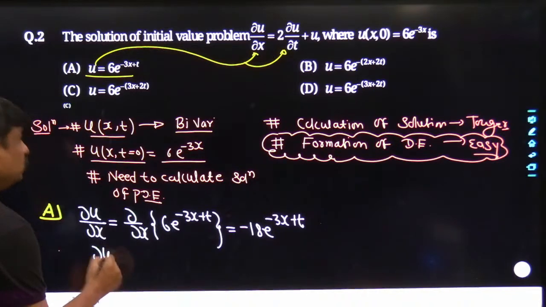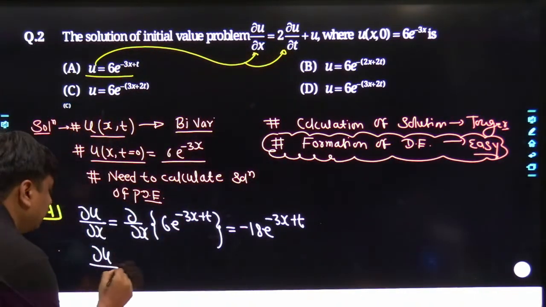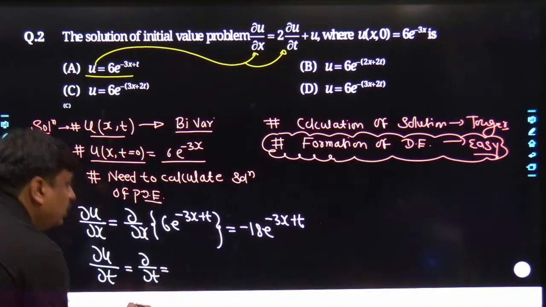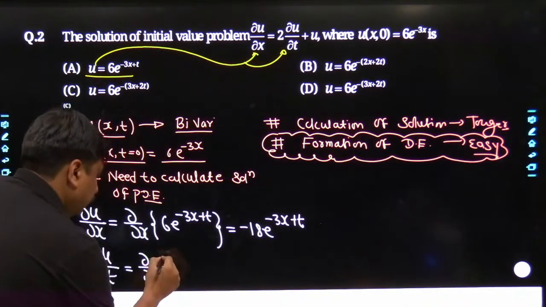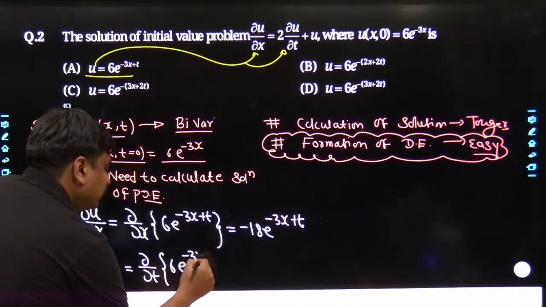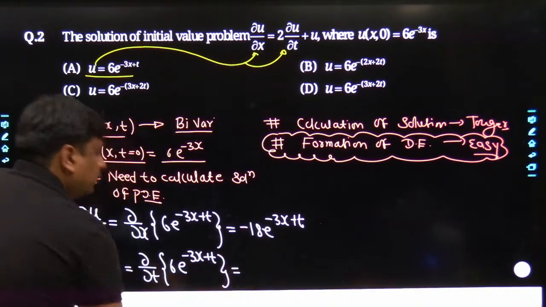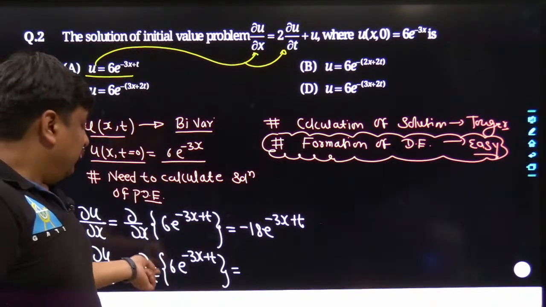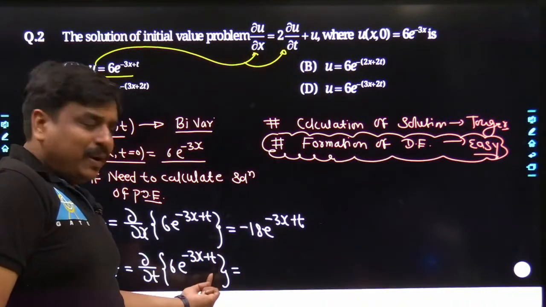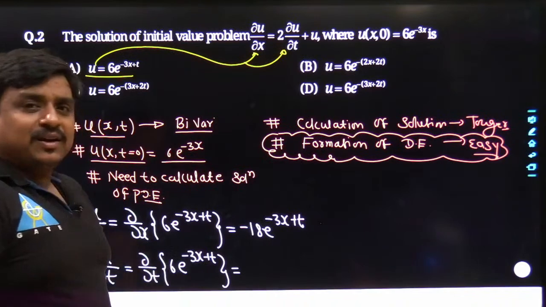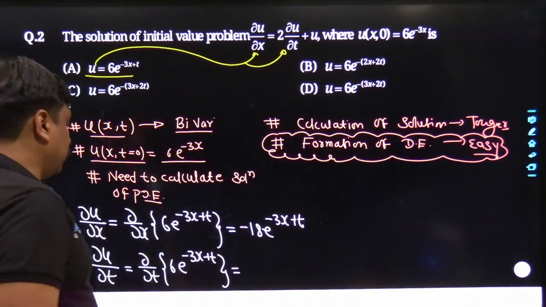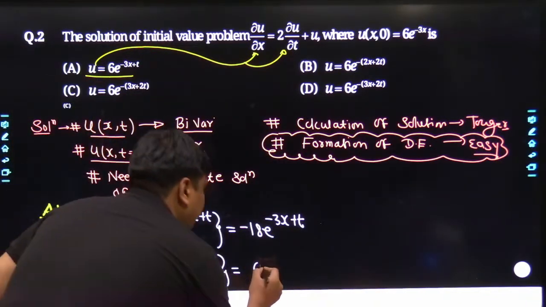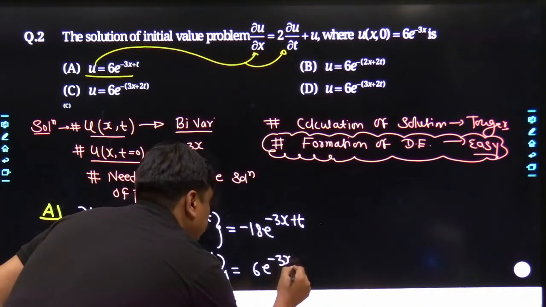Now the second factor has to be calculated, that's the partial differentiation of u with respect to t. Again, ∂/∂t of u, where u has been assumed as 6e^(-3x+t). The differentiation has to take place with respect to t, so the factor which is multiplied with t would come outside. The factor multiplied with t is simply 1, so 1 would come out. 1 gets multiplied with the 6. The result which is left is simply 6e^(-3x+t).